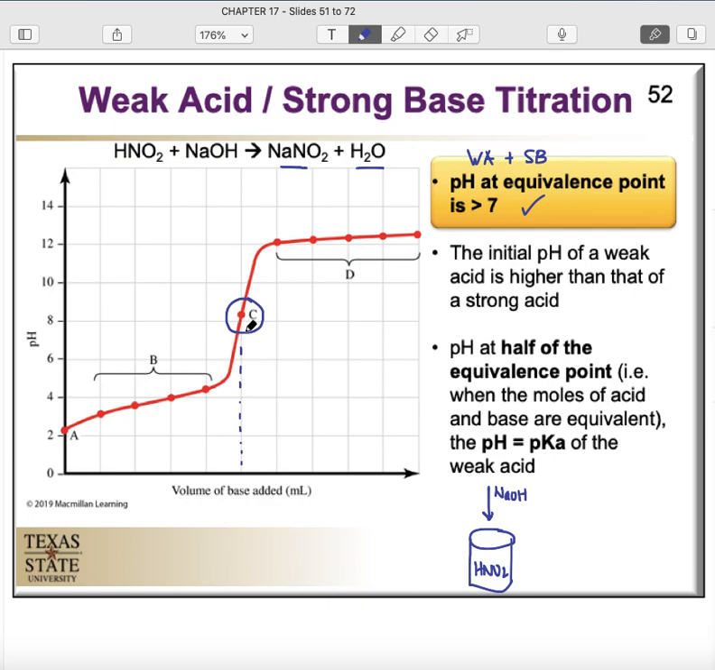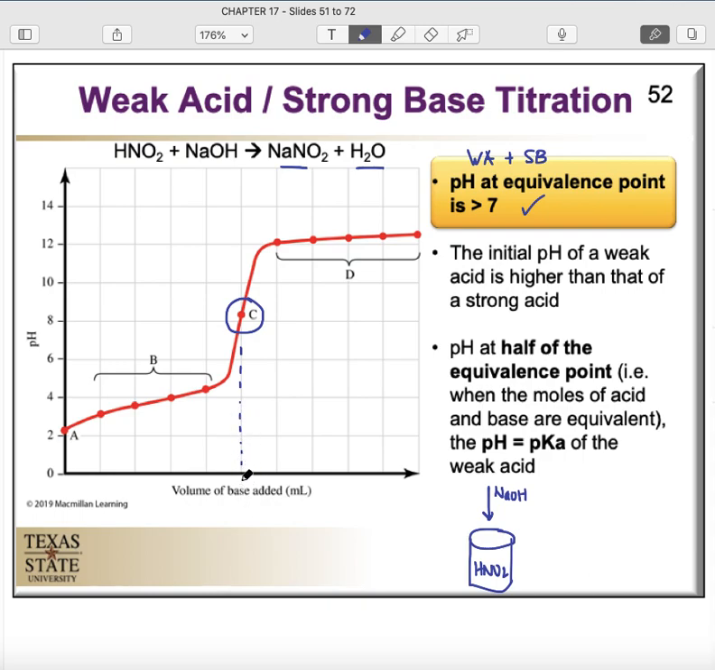Remember that the equivalence point is the point where we have an equivalent molar ratio of the acid to the base according to the balanced chemical equation. In this particular case, a 1-to-1 molar ratio. The halfway to the equivalence point, which is also known as the halfway point, is basically going to be whenever we have added half of the amount of base that we need to reach the equivalence point.